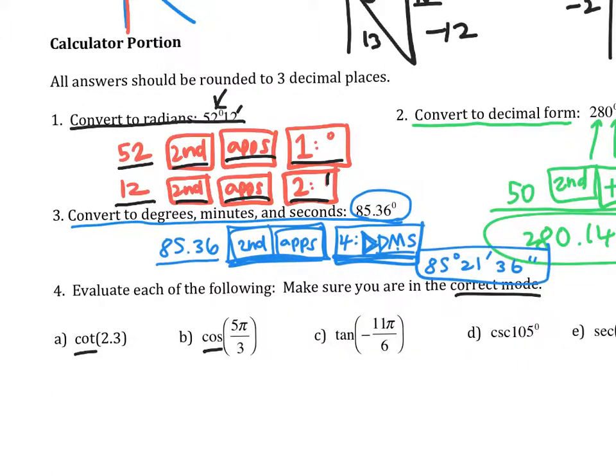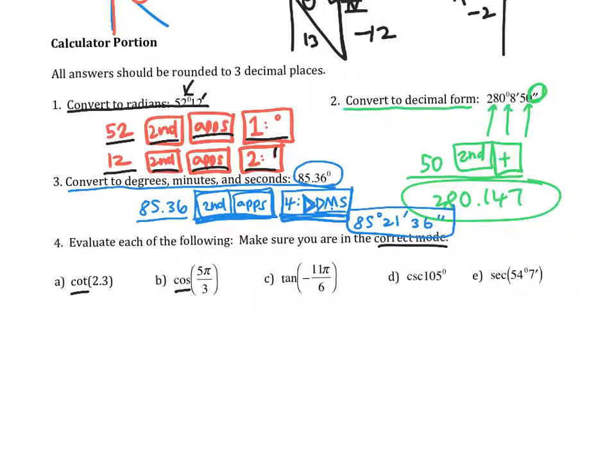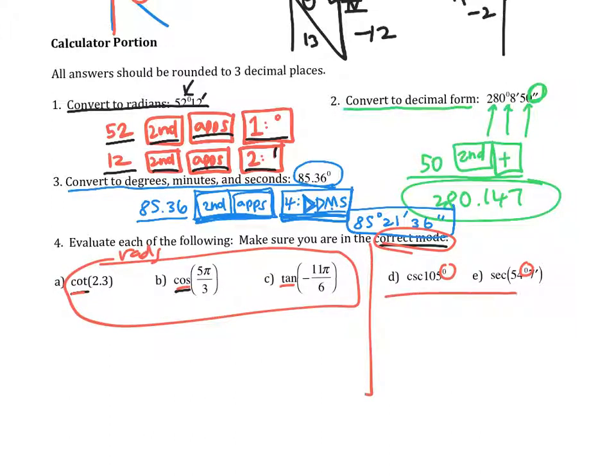Going over number 4, evaluate each of the following. Make sure you are in the correct mode. Anytime you're doing sine, cosine, tangent, or trig functions of angle measures, it matters what unit you're in, because it matters if you're doing calculations in degrees or radians. Remember that if you don't see a degree symbol, then that means you're in radians. So these are all in radian mode, and then these are in degrees. I would do all the radian ones first, then convert back to degrees, and then do everything else in degrees.